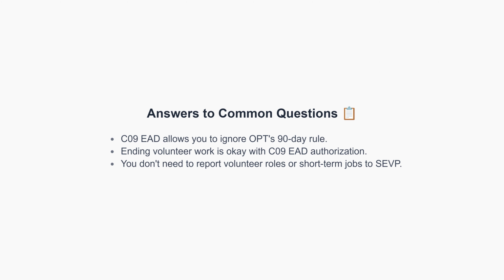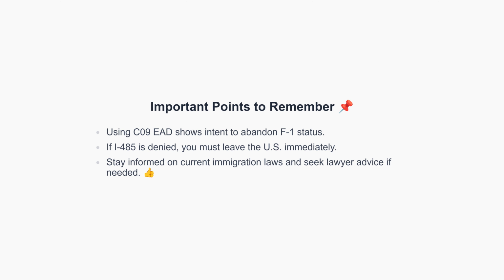Addressing some of the frequently asked questions, your C09 EAD allows you to ignore the OPT's 90-day unemployment rule. Ending your volunteer work is fine, as you now possess independent work authorization via the C09 EAD. Lastly, you are not required to report volunteer roles or short-term jobs like a coffee shop position to SEVP or your school's DSO. To wrap up, remember these essential points.